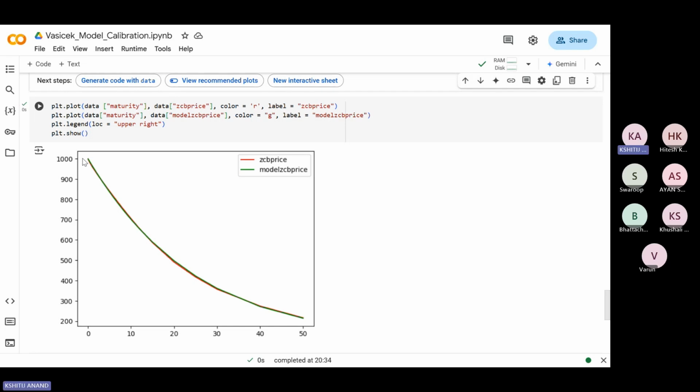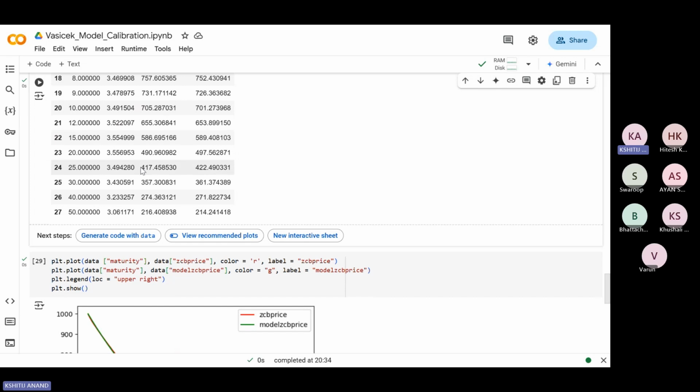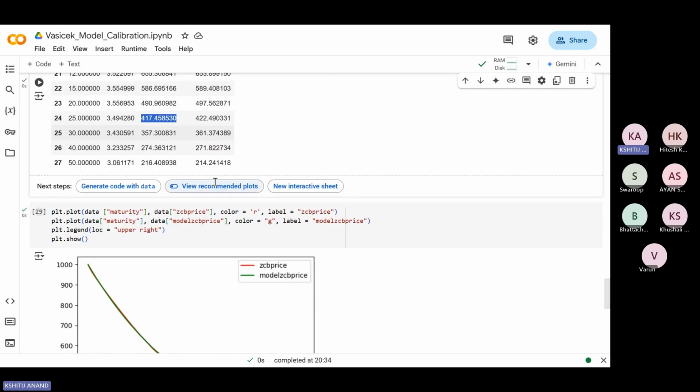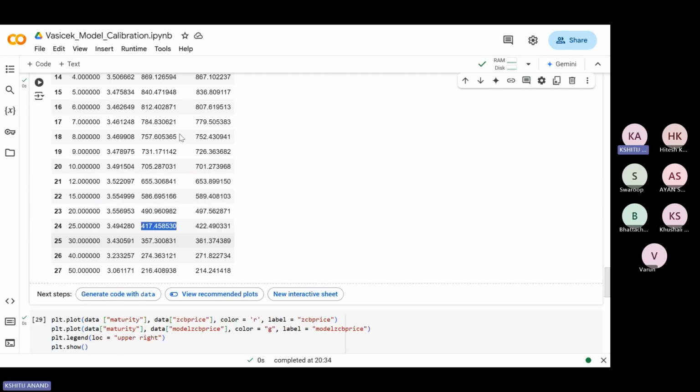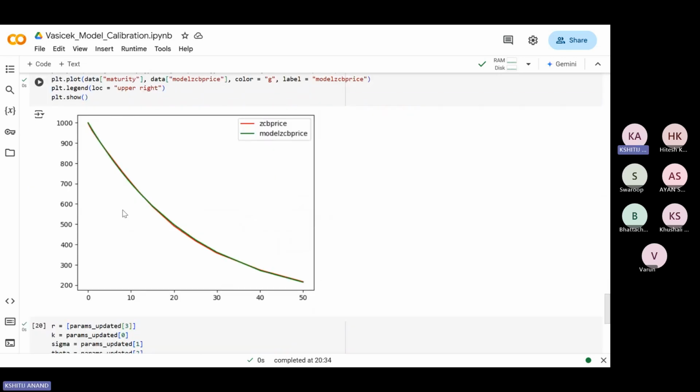Of course, we need to use more sophisticated optimization techniques and other approaches to calibrate exactly to the model. We have to take holidays and other day count conventions into account so that our curve is quite close. For example, here the model price is 422 and the market price is 417. But still we are able to predict it quite closely. So this is the initial yield curve.